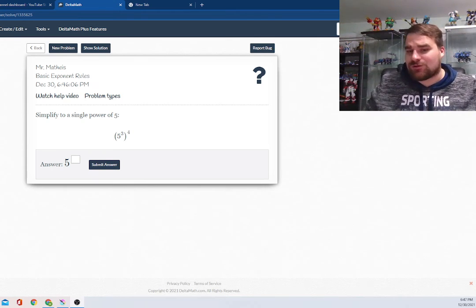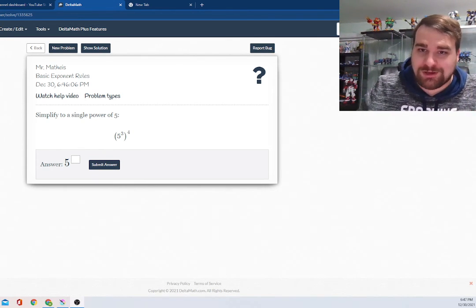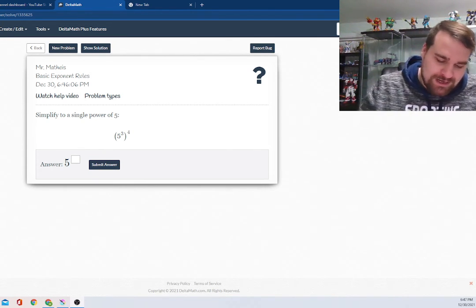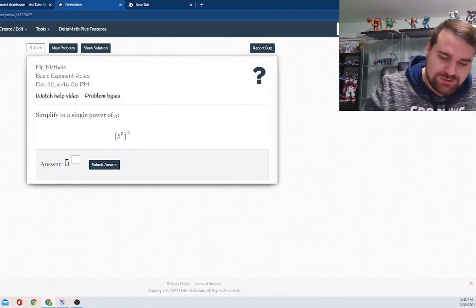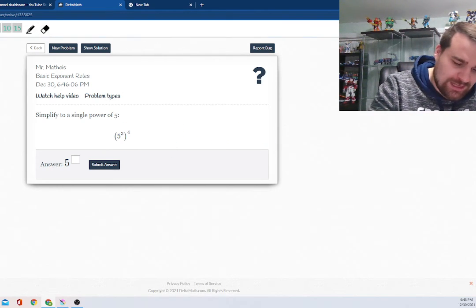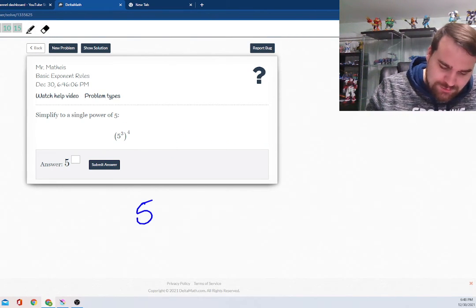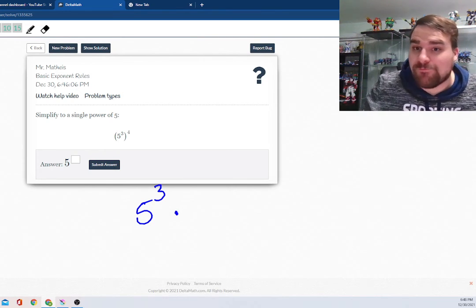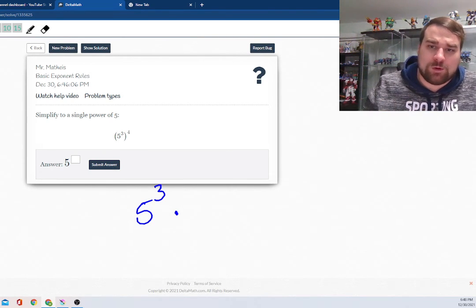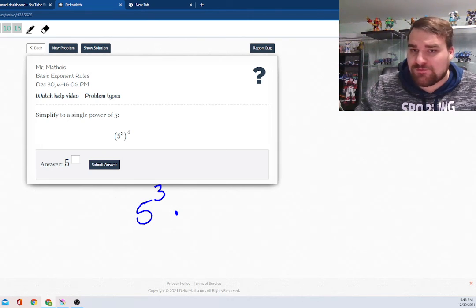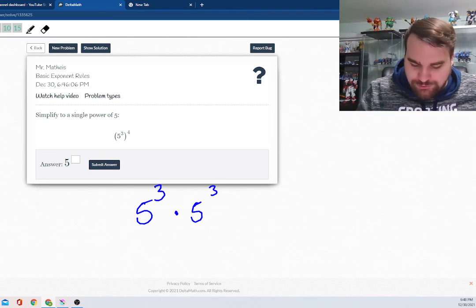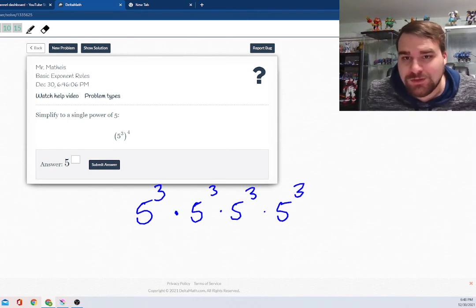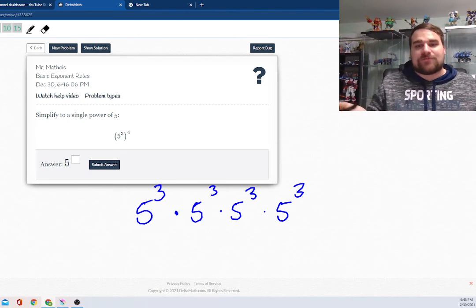Well, I bet you already have a good guess, and you're probably right, but let's talk about the actual math behind it, why we do what we do. So we have 5 to the third to the fourth. This is realistically like saying 5 to the third times itself 4 times, right? Because 5 to the fourth would be 5 times 5 times 5 times 5. But 5 to the third to the fourth would be 5 to the third times 5 to the third times 5 to the third times 5 to the third. So we have a lot of 5s multiplying.